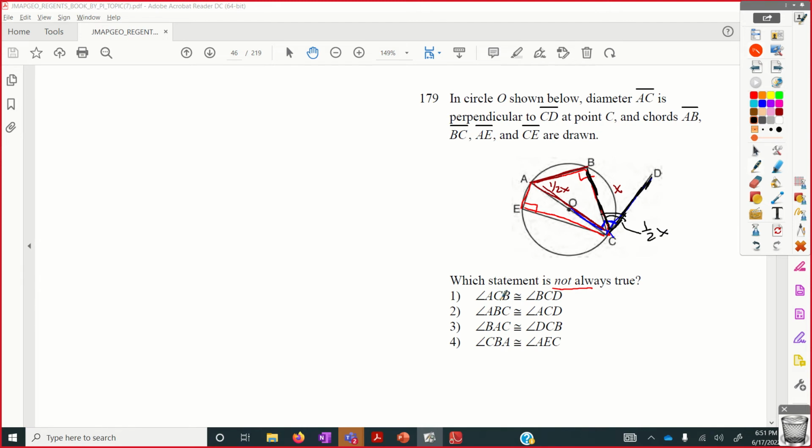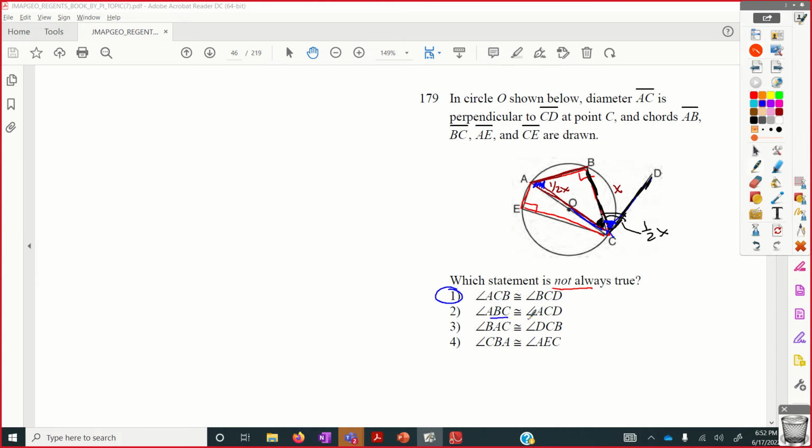So ACB, that's this angle right here. Is that the same as BCD, which is the angle that's down here? And that is not the same. This angle that's blue is the same as this angle, but not that one. So this was not always true. It's only true when this line is directly halfway between the angle and it's the angle bisector.